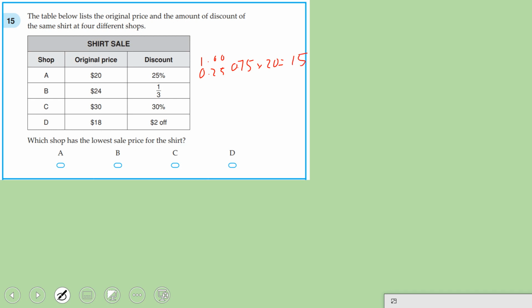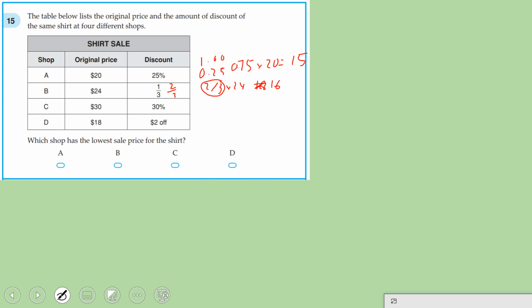$15. For the next one, it says the discount is 1/3, which means to make that a whole, you've got to have 2/3. So the discounted price is 2/3 of the original because we've taken 1/3 away. 2/3 of 24, so 2 over 3 times 24, your calculator will tell you that's 18. Sorry, that's slightly wrong, it's 16. 1/3 of 24 is 8, and we've got 2/3. So 2 lots of 8 is 16.